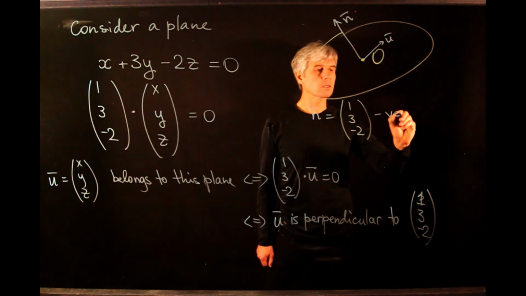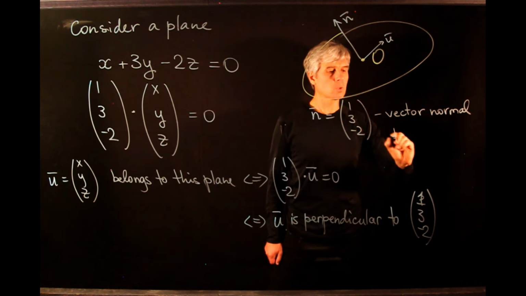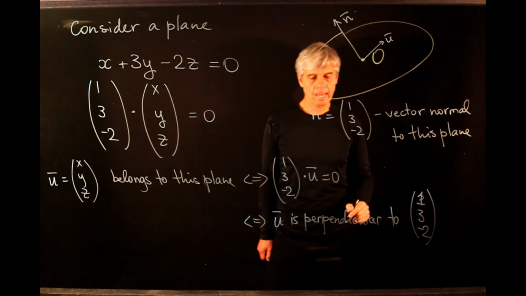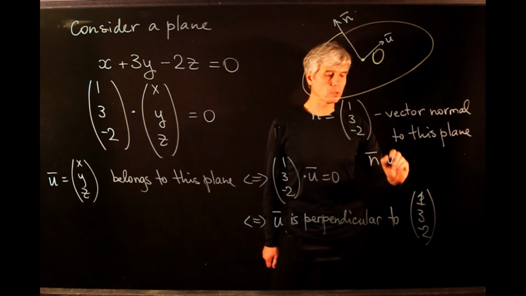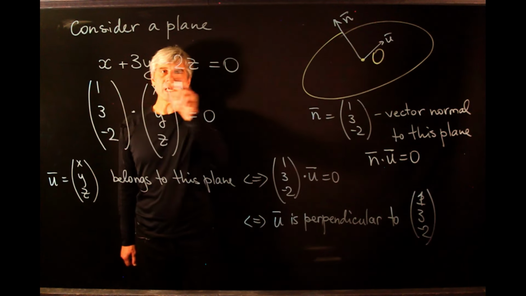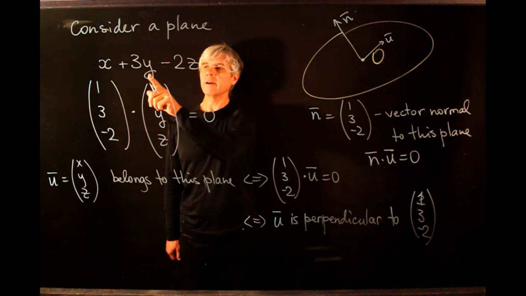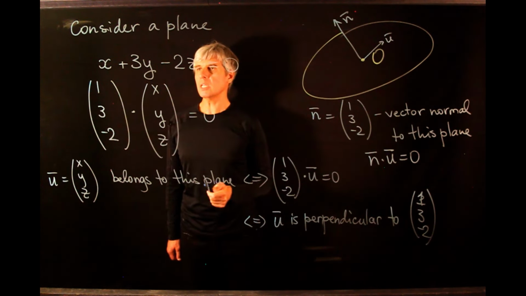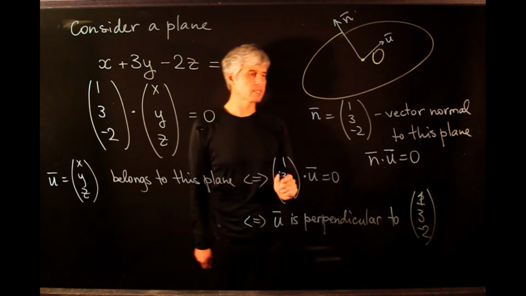So this is a vector normal to this plane. And the equation of this plane can be written as the dot product of n with u is equal to 0. So if we are given an equation of the plane, then we can immediately read out the coordinates of the vector which is perpendicular to this plane by just taking the coefficients at x, y, and z.